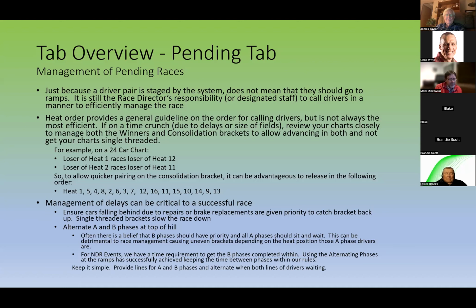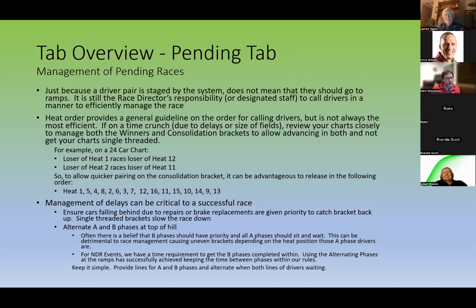Some people believe that phase B should always be given priority. I'm not a believer of that. I'm a believer that you always alternate A's and B's. The A's are up there for a reason. They're in there to keep your charts balanced. If you don't allow the A's to race, then you could be causing your charts to get out of balance and will cause you issues in efficiency along the way. So I typically, at the top of the hill, always run A and B alternates whenever they're both up there, because they both need to get done.